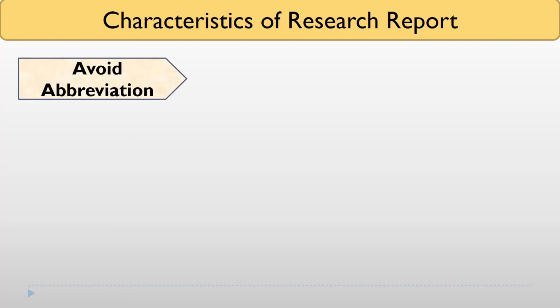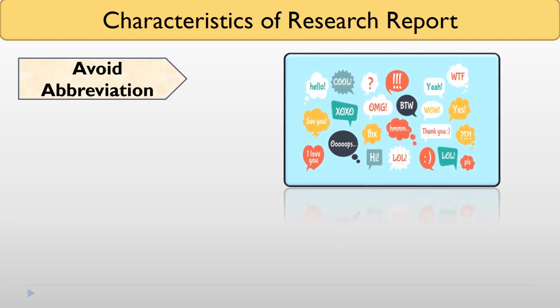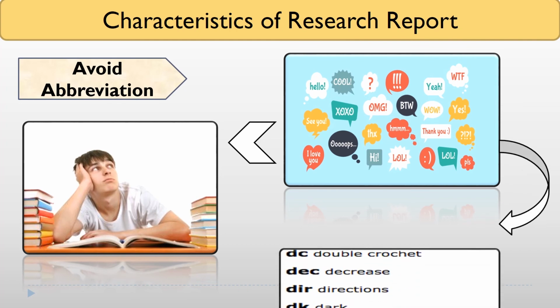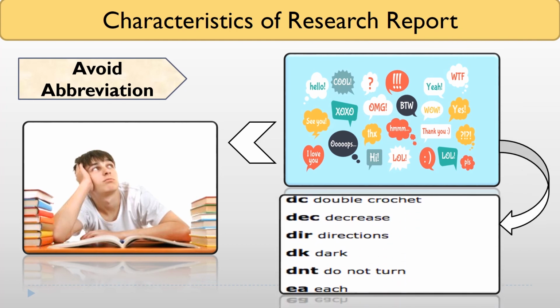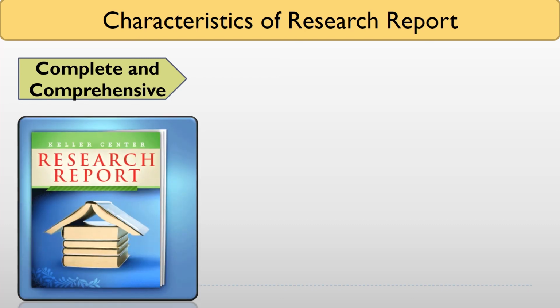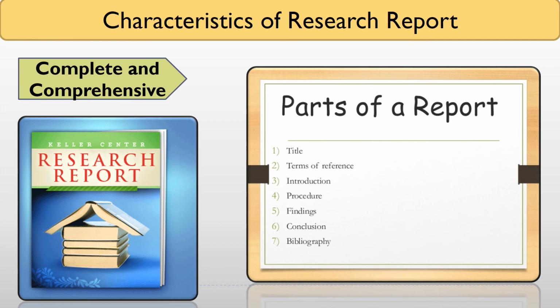Sixth is avoid abbreviations. Researchers should try to avoid the use of abbreviations in research reports as too many abbreviations can distract the attention of the reader. If abbreviations are used in the report, then a complete list of abbreviations with the full forms should be given. Seventh is complete and comprehensive. The research report should be comprehensive and compact, and all the important parts should be clearly written.